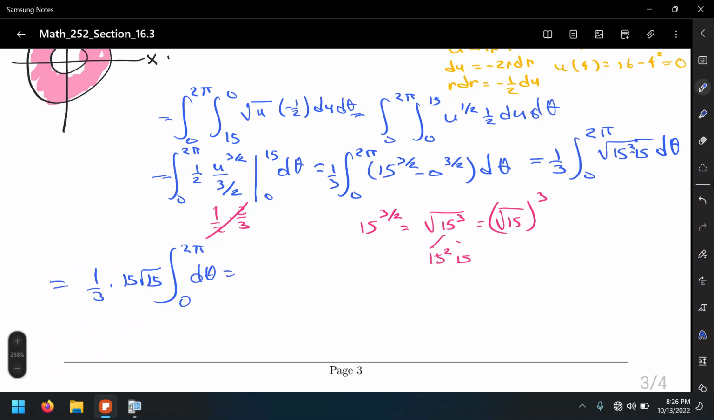And we can already integrate the d theta. 15 over 3 is a 5, and theta, which varies from 0 to 2 pi, so 15 root of 15 times 2 pi minus 0, that's essentially upper limit minus lower limit. Should be 5. And yes, right. And 2 pi times 5, that's a 10 pi root of 15.